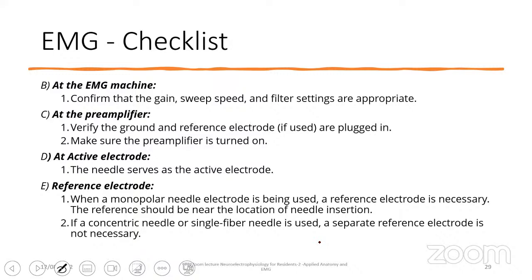And at the EMG machine level, confirm that the gain, the sweep speed, the filter settings are appropriate, which we're going to talk a bit in coming slides. And at the amplifier, verify the ground and reference electrodes are plugged into the amplifier and make sure the pre-amplifier is turned on. And the needle serves as the active electrode. When a monopolar needle electrode is being used, a reference electrode is necessary. The reference should be nearer the location of the needle insertion. If a concentric needle or a single fiber needle is used, a separate reference electrode is not necessary. But what we use is a monopolar needle always, and we require to use a reference electrode.